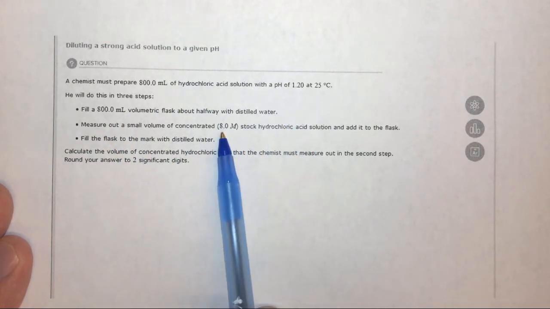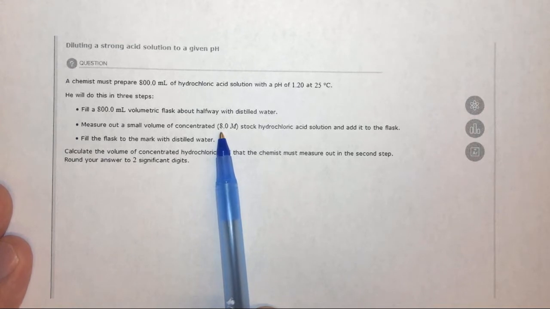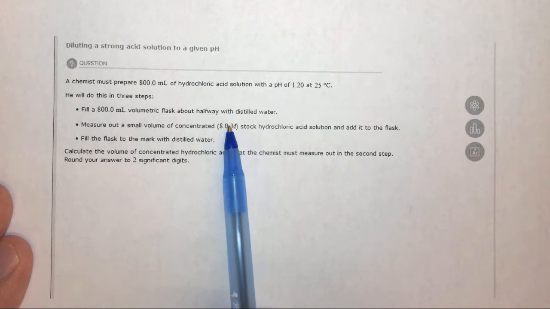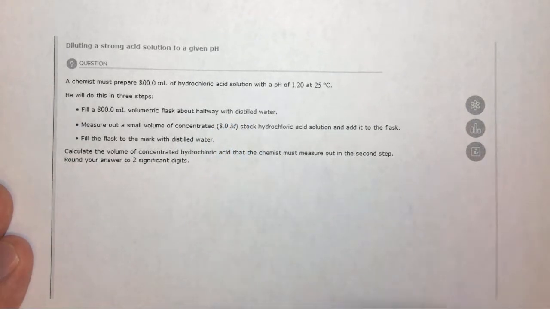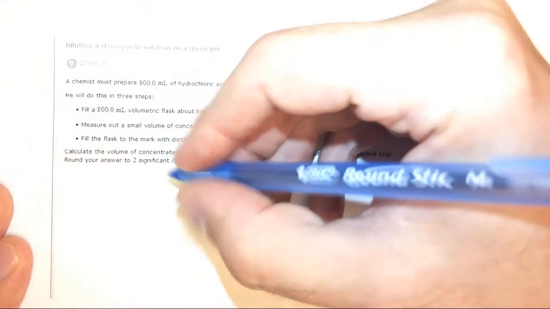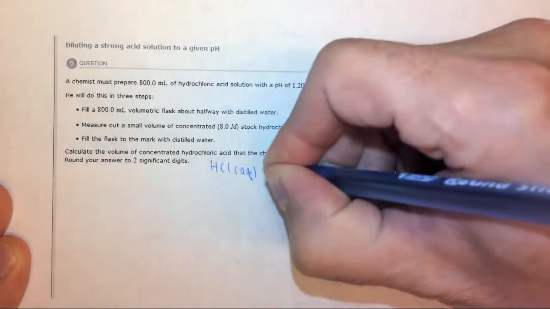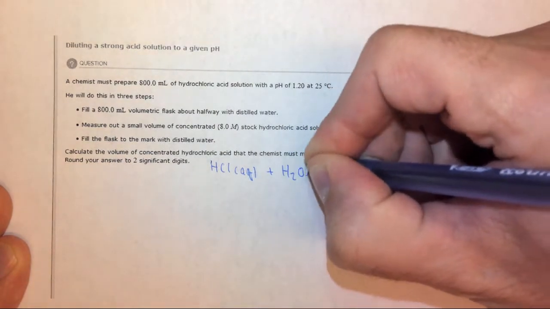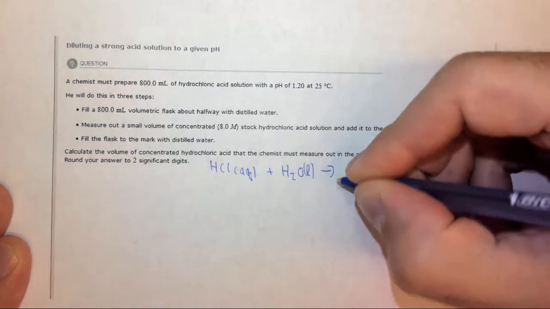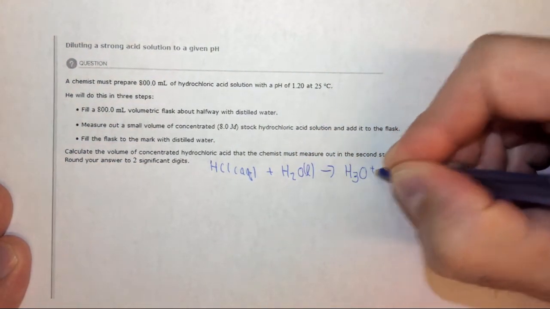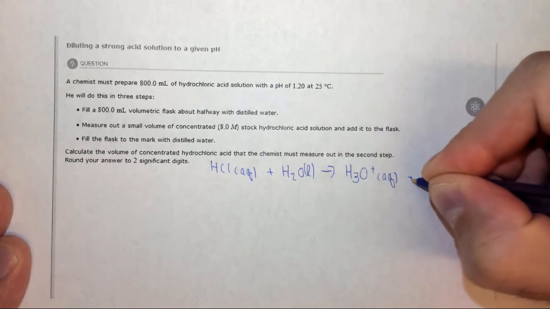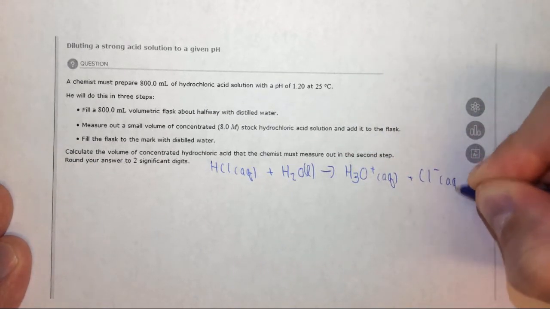molar, and he has on hand 8 molar hydrochloric acid. So we need to figure out how we are going to do this. Well, the first thing to realize is that hydrochloric acid is one of the strong acids. So if we take HCl, aqueous, and we add it to water, which is a liquid, we'll make H3O plus aqueous plus Cl minus aqueous.